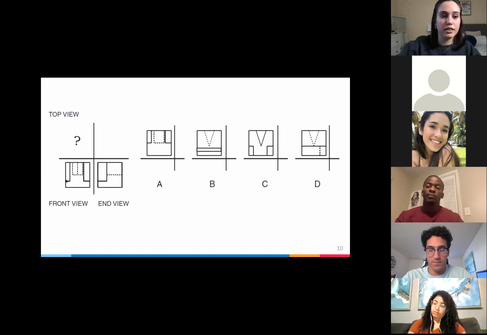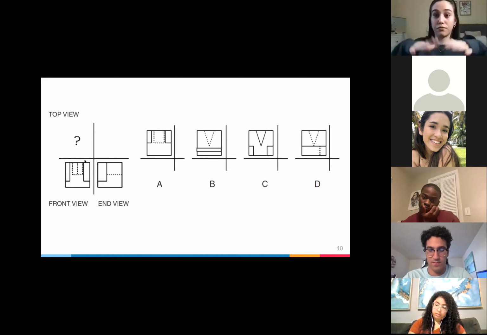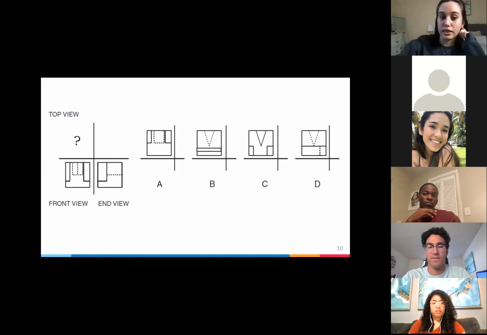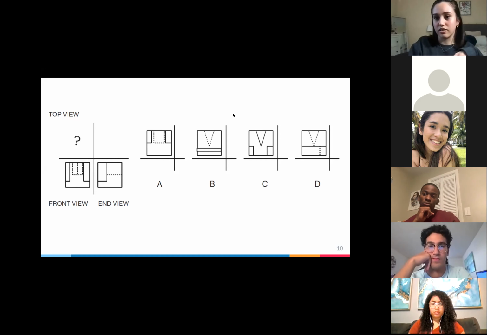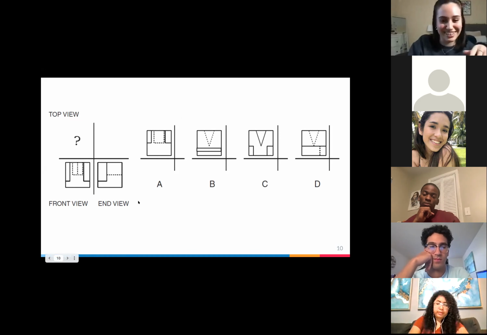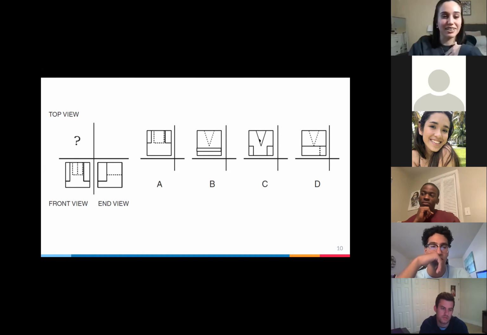For example, here, this line right here goes all the way to the top. So you know that when you're looking at it from the top, that line is not going to be dashed, it's going to be solid because you can see it. These lines go all the way to the top, so when you look at the object from the top, you're going to be able to see it. So you can automatically discard this one, and I think this one. Maybe I'm wrong, but that's the trick that I used to use. So I would say that the answer is that, but anyway.